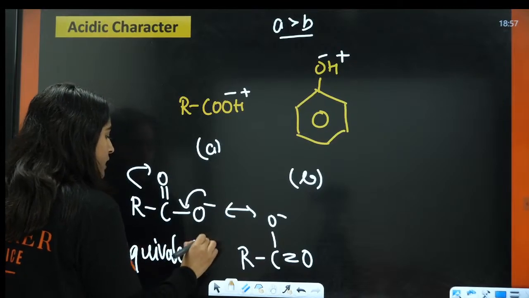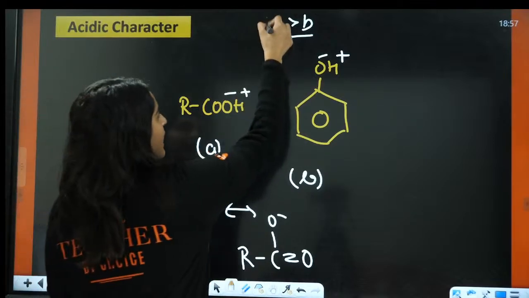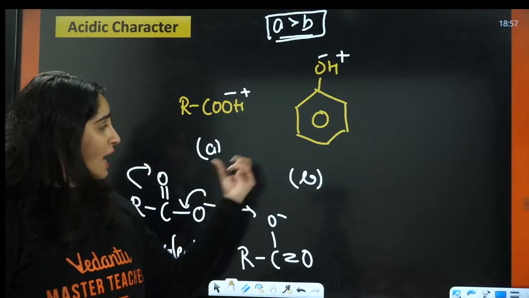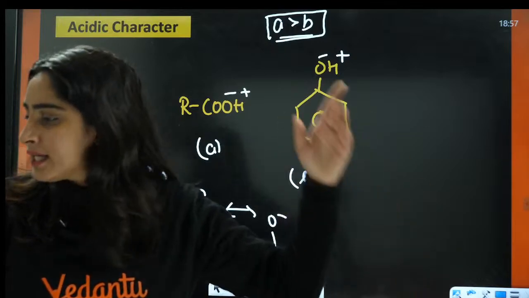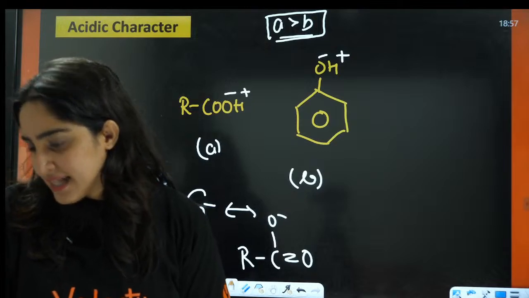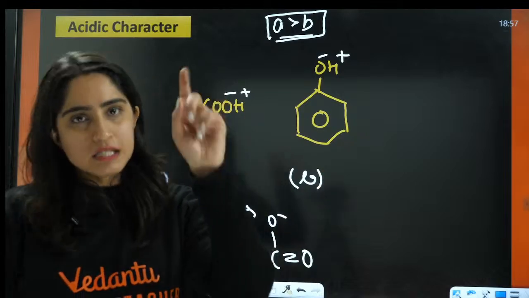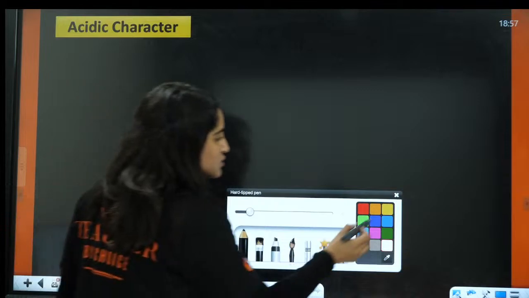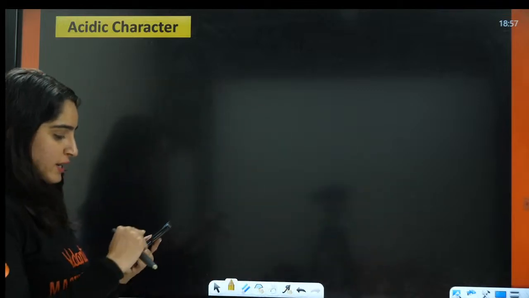This is also mentioned in the NCERT in one of your paragraphs. So A is more stable than B, even though B has more resonating structures, because of equivalent structures. Understood, everyone? Tell me, understood or not? Equivalent structures. I am not confusing you; I am making you learn so that you don't get puzzled in the paper. Don't take these things very lightly, okay?